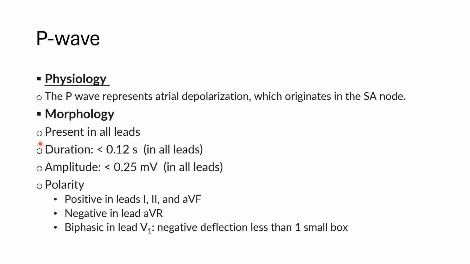Morphology. P wave is present in all leads. Its duration is less than 0.12 seconds or 120 milliseconds in all leads. The amplitude of P wave is less than 0.25 millivolt in all leads. Polarity. It is positive in leads 1, 2 and AVF, negative in lead AVR, biphasic in lead V1, negative deflection less than 1 small box, that is less than 1 millimeter.